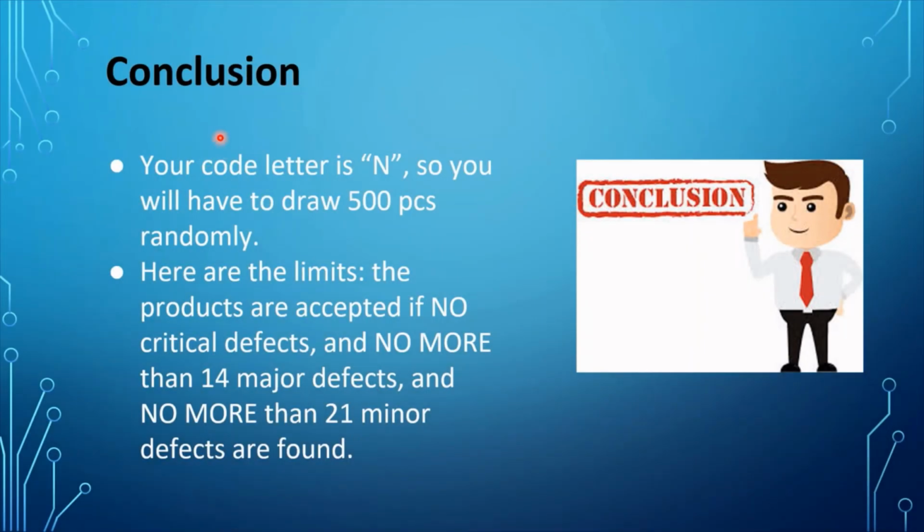So in conclusion, your code letter is N, so you will have to draw 500 pieces randomly. Then here are the limits. The products are accepted if no critical defects and no more than 14 major defects and no more than 21 minor defects are found.